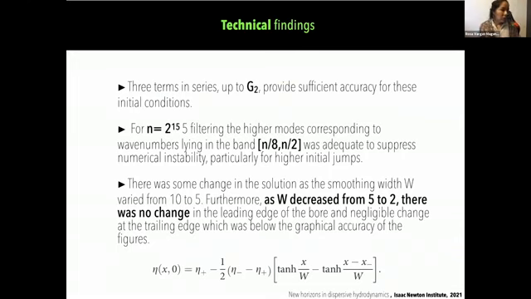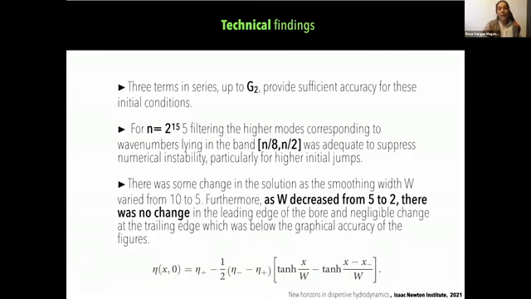We just used three terms in the expansion, G0, G1, and G2, for the setting of the evolution equations. We use 2 to the 15 modes, and given the numerical instability that arises on this system when there is a higher mode, we are using a filter according to the literature on the integration of the system.